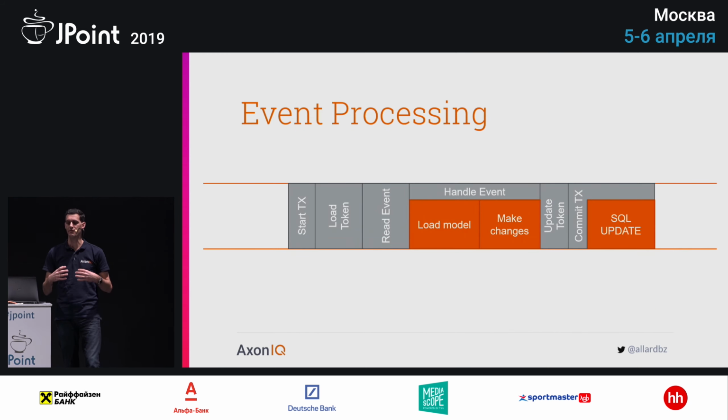And the reason is event processing incurs some overhead, right? The framework also needs to do some stuff. There's other stuff than just the event handling that you see there. There's the starting of a transaction. There's ensuring that these tokens are loaded so you know for sure that that is the next event you need to be processing. Then there's the deserialization of events, right? They come from a network, so you need to spend time deserializing that. Then there's the actual event handler that is loading the model, making changes, and then updating the SQL. So there's a bit of overhead there.